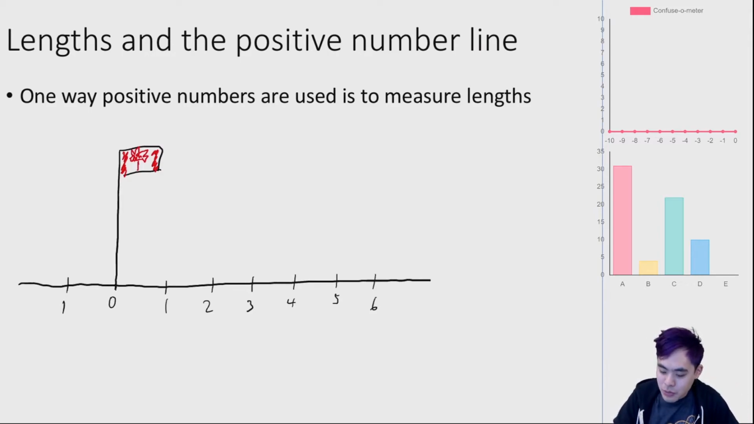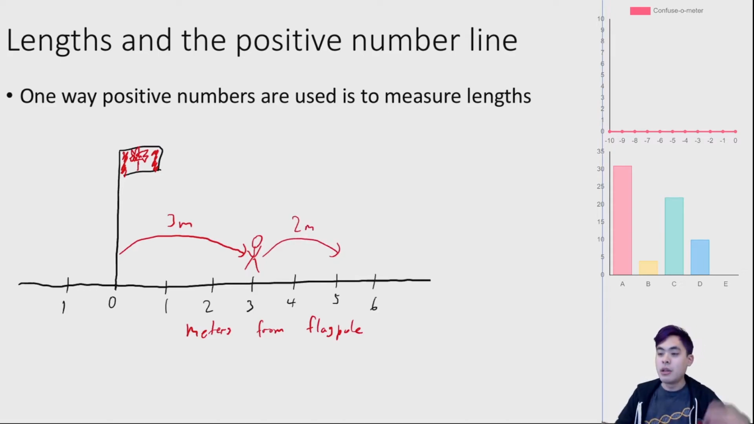But now, if I walk 3 meters away, let's say this is 3 meters from the flagpole, then I'm over here, and then I can walk another 2 meters, and somehow the number line allows us to count the number of meters I am away from the flagpole.